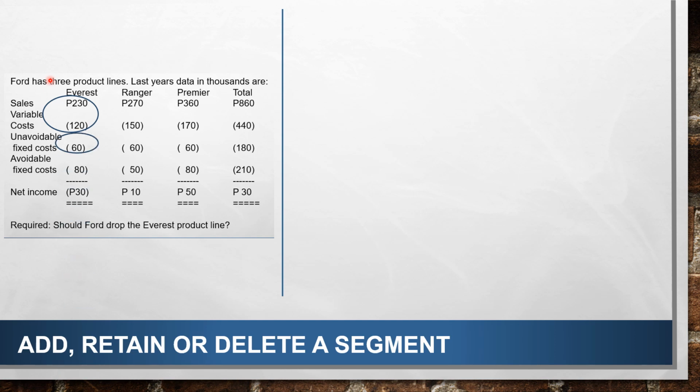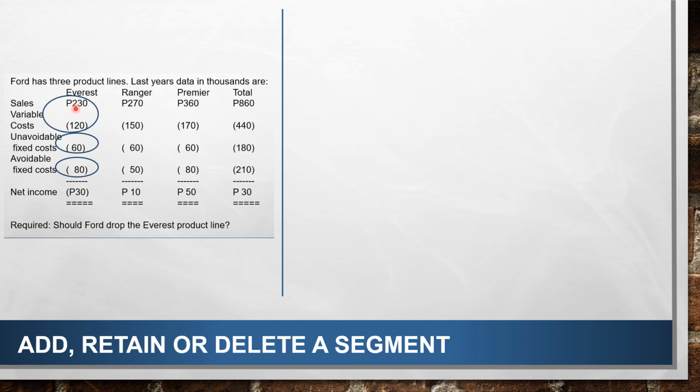Okay? So we have here the unavoidable fixed expenses. Again, let's repeat. This will be the same whether we drop Everest or not. So the 180 total will still be 180. And again, the avoidable fixed cost. Since this is avoidable fixed cost, if you delete Everest, you can really avoid this. So this will disappear. So this is relevant to our decision.